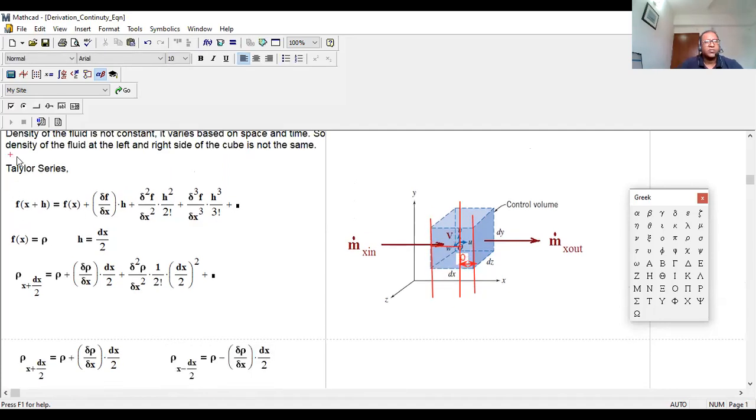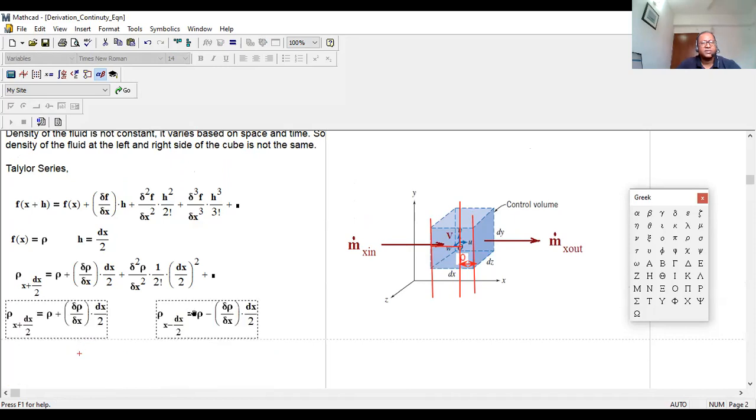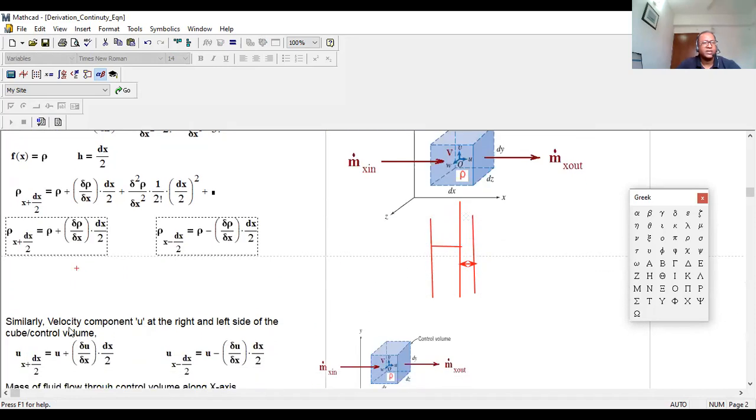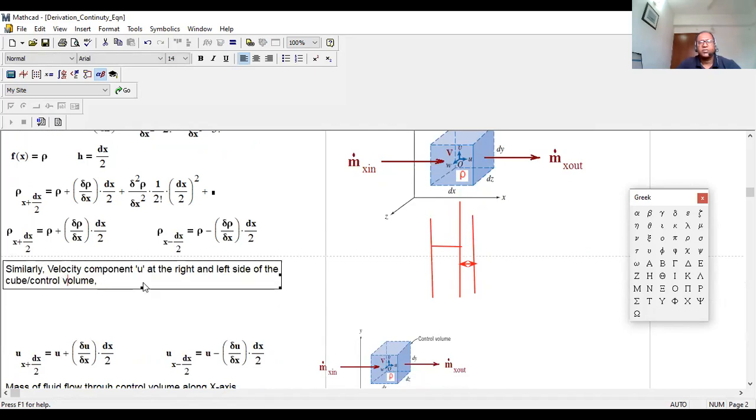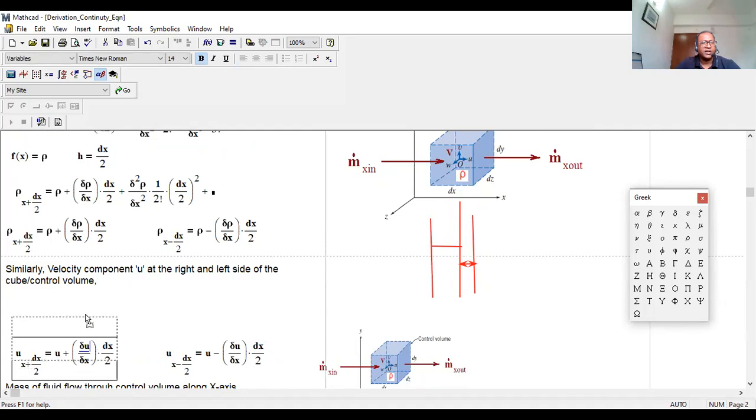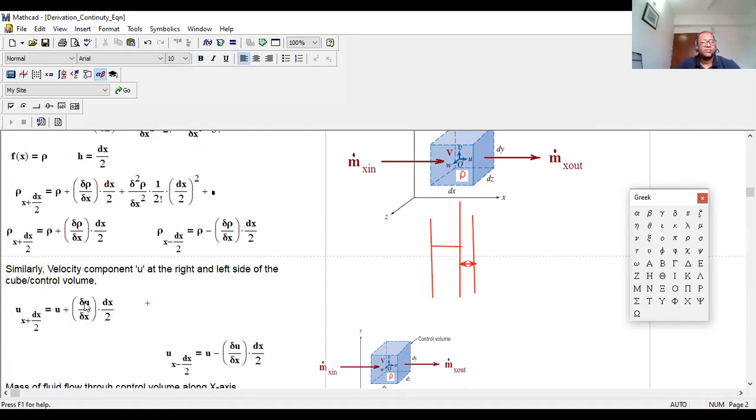We already got the density, right? Now we need to figure out the velocity of the fluid at these 2 points. How will we get the velocity? Similarly, the velocity component U at the right and left side of the control volume. At the right side it will be this one. Here, instead of rho, you just put U because you are looking at how U is changing.